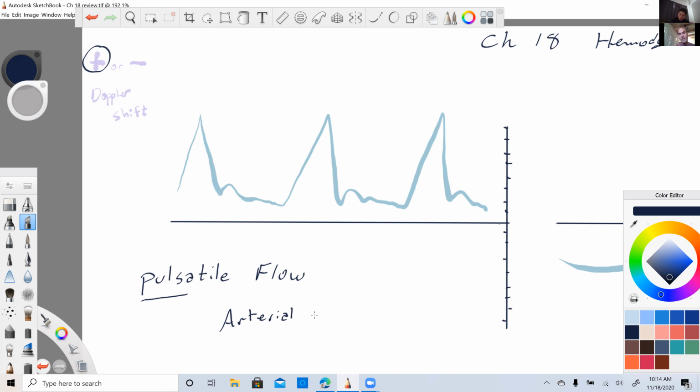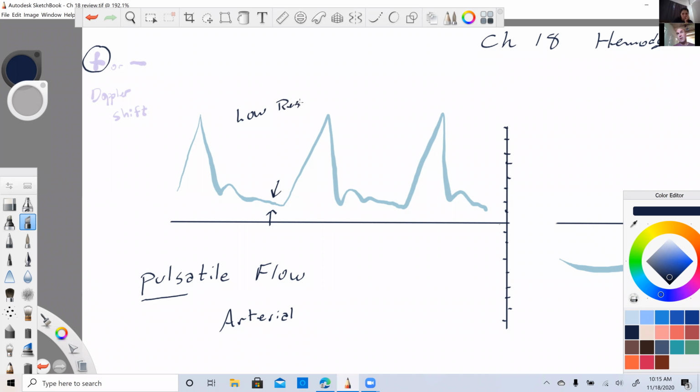Now, this is one of many, many, many shapes that a pulsatile flow can take. This is relatively low resistance. You can see right here by the end diastole it is still moving forward pretty quickly. So we'll call this low resistance. It's not super low.